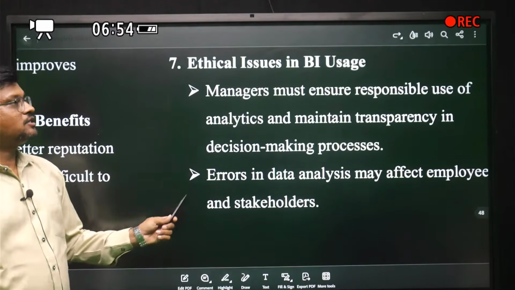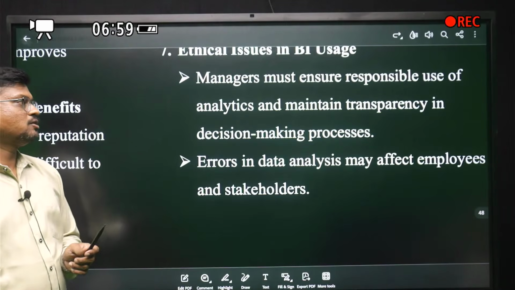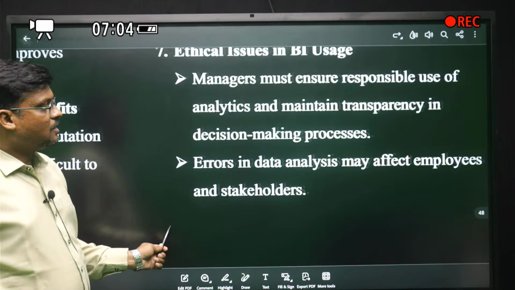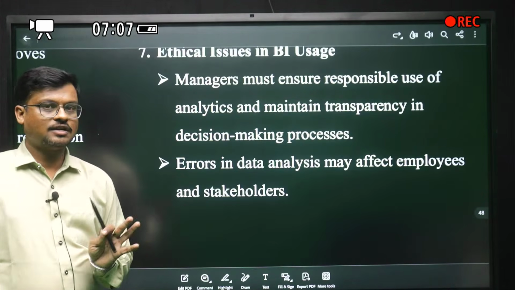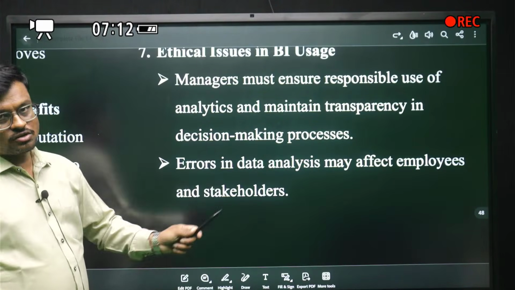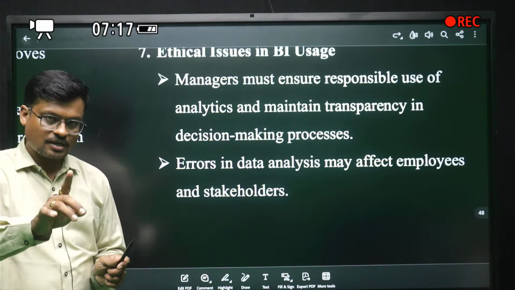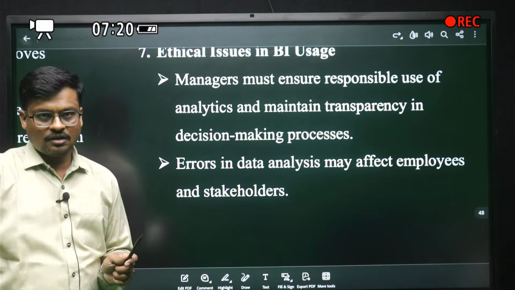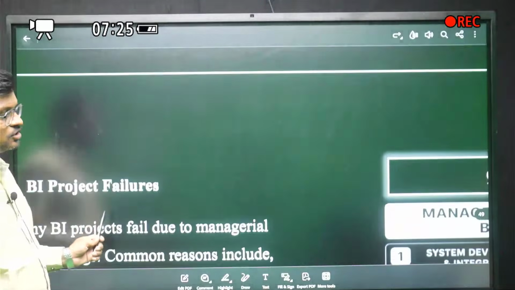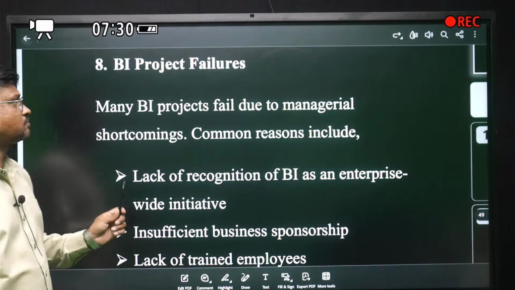Seventh one, ethical issues in BI usage. Managers must ensure responsible use of analytics and maintain transparency in the decision making process. Errors in data analysis may affect the employees, the stakeholders, and the entire reputation of your organization. So managers should ensure responsibility for the ethical usage of business intelligence and should be very transparent in decision making. If anything goes wrong, it damages the reputation of the organization, employees, and stakeholders.